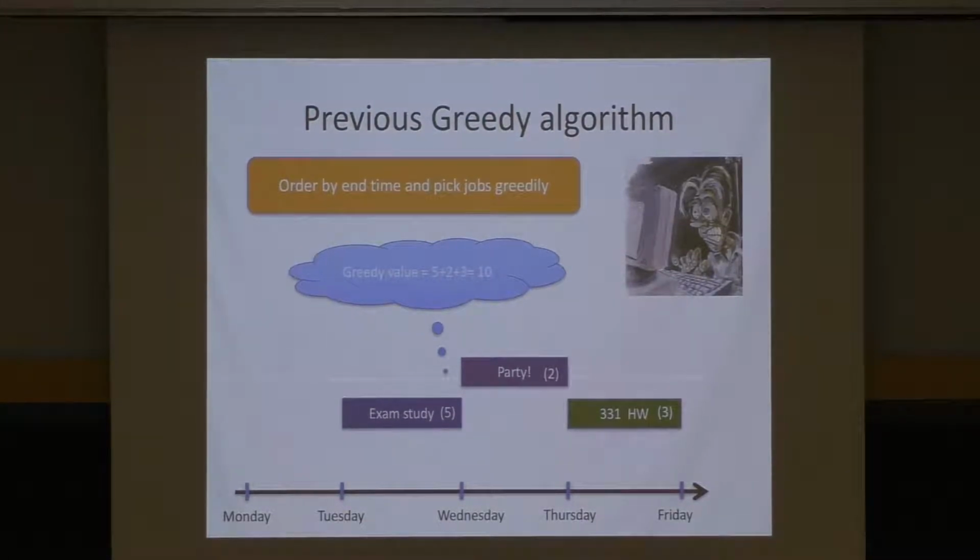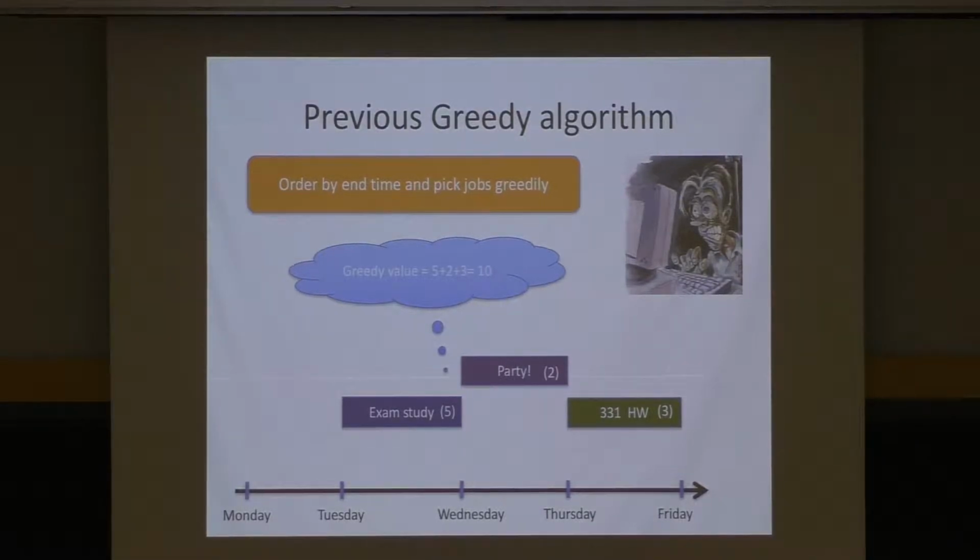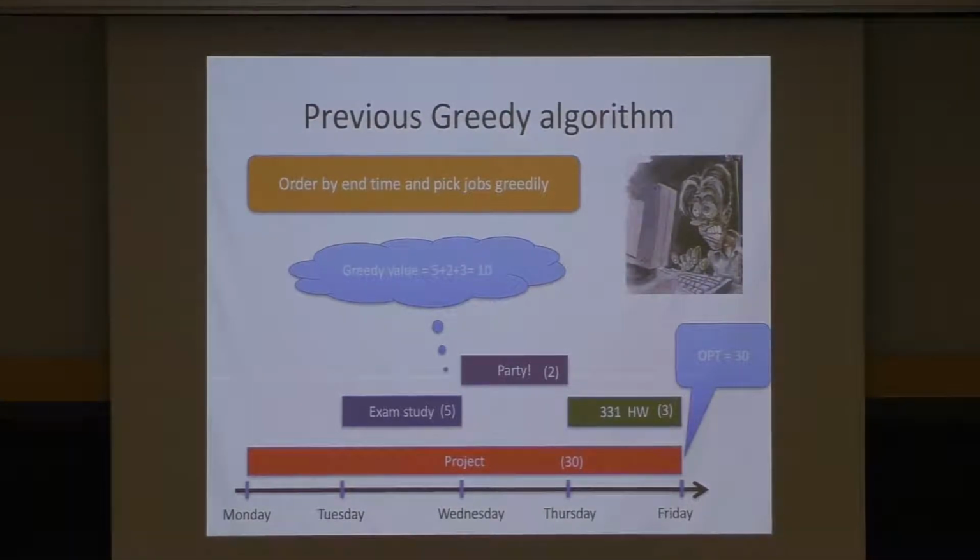In this case, the value of the schedule is the sum of the values of the jobs or intervals that you picked, which is 10. And this is clearly not optimal, because in this case you should pick project because it's worth 30 points. Okay.